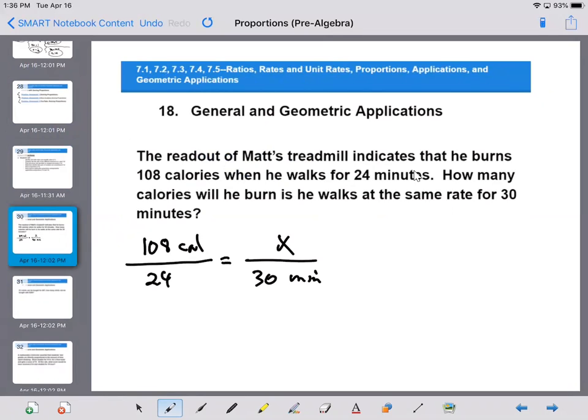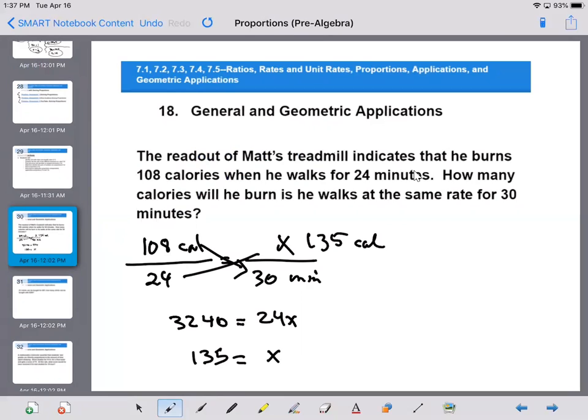Do cross products, 108 times 30, you're going to get 3,240. 24 times x is 24x. So when you divide both sides by 24, you're going to get 135 calories. So 135 calories divided by 30 minutes should be the same as 108 calories divided by 24 minutes.